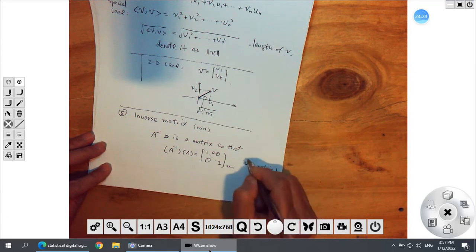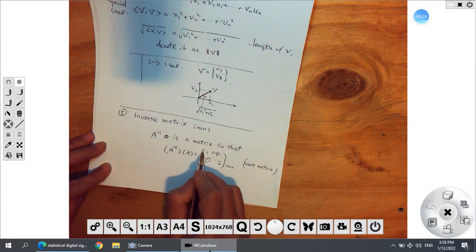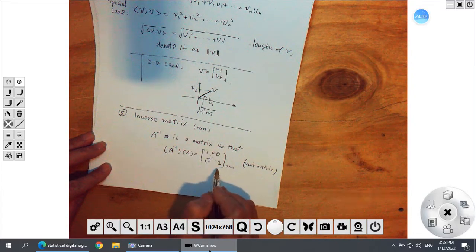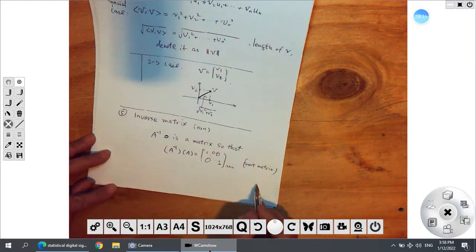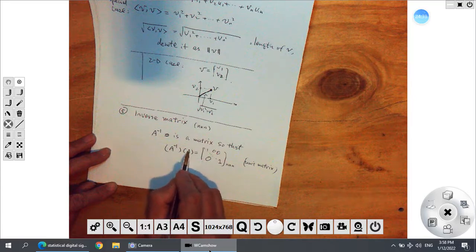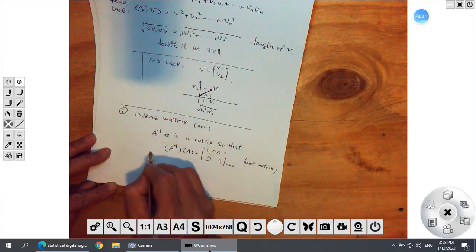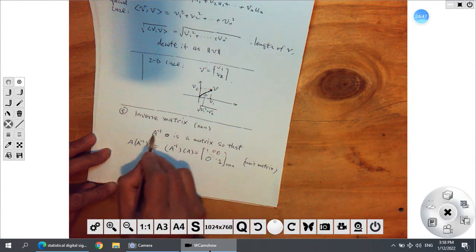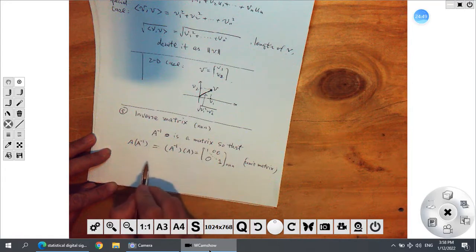The matrix where all the numbers on the diagonal are 1 and all the other elements are zeros is a unit matrix. If you multiply A times A inverse, you get this unit matrix, and A inverse times A is also the unit matrix. So this is called the inverse of a matrix, similar to the inverse of a number.